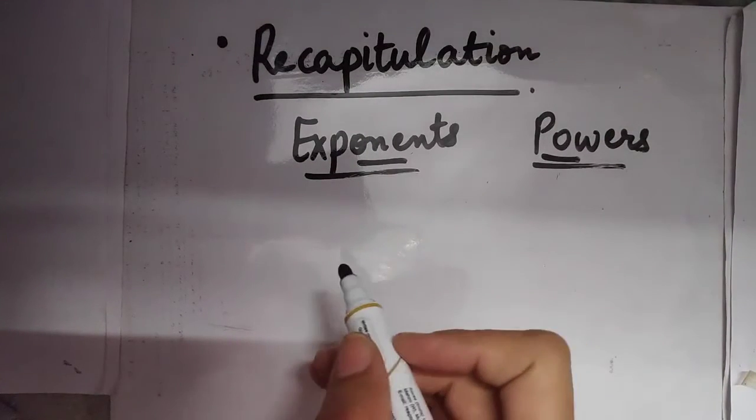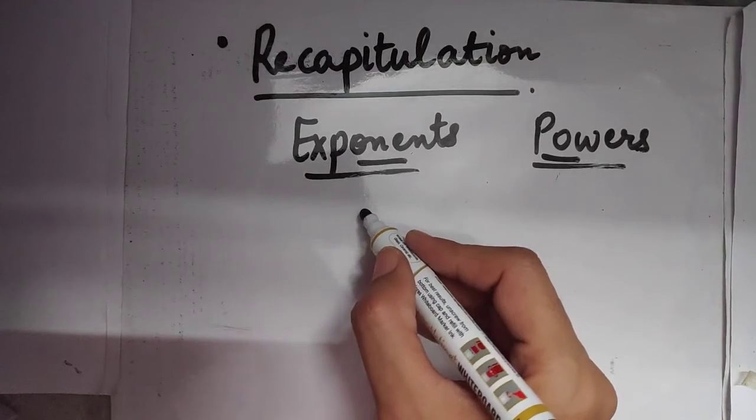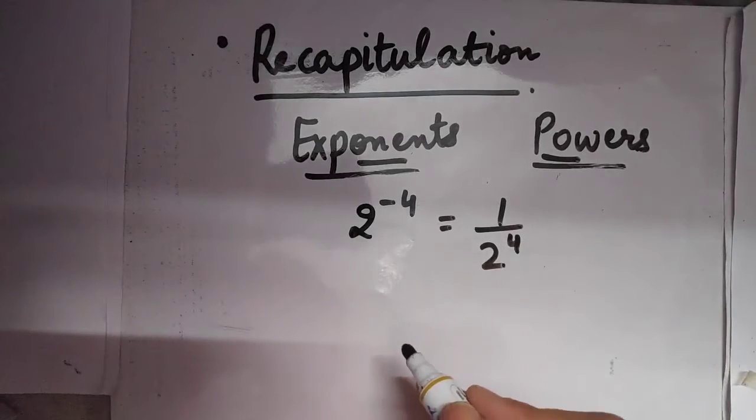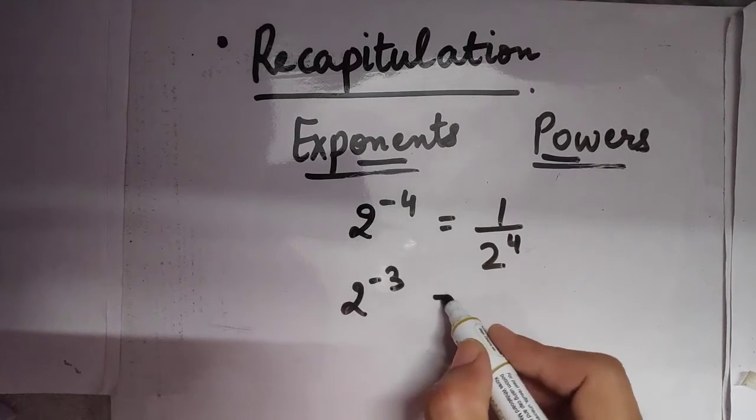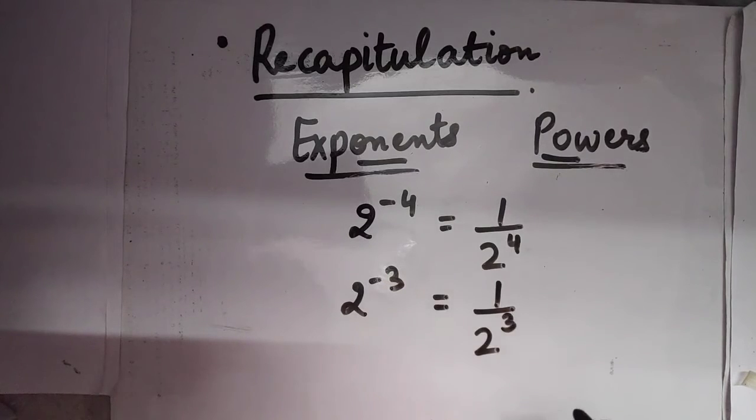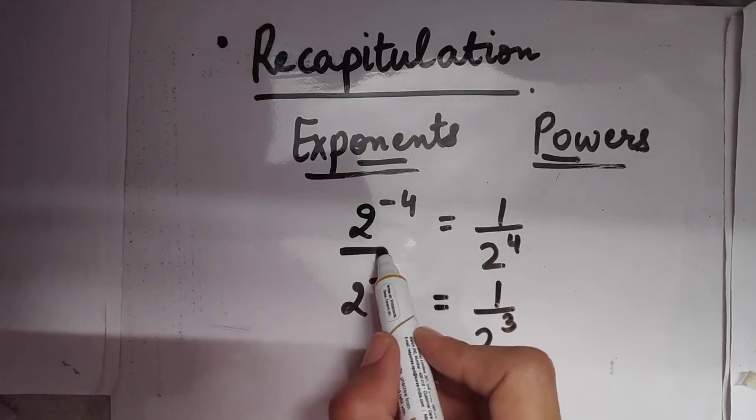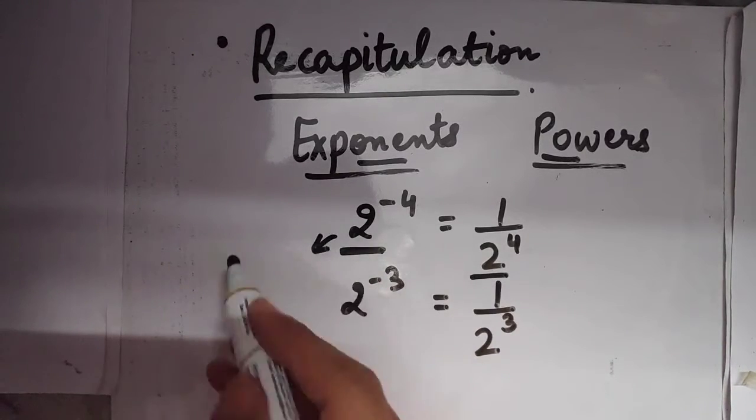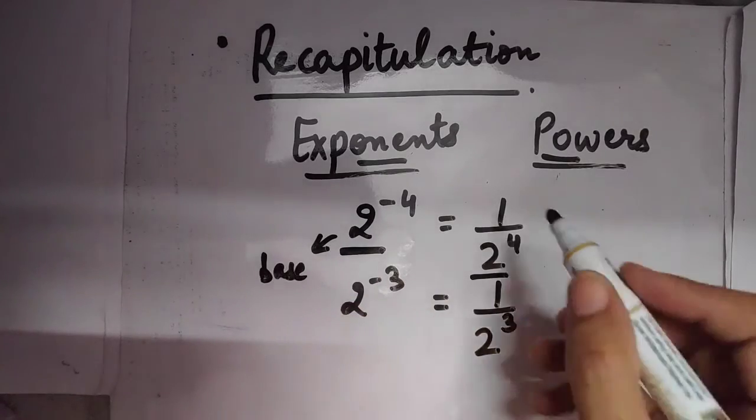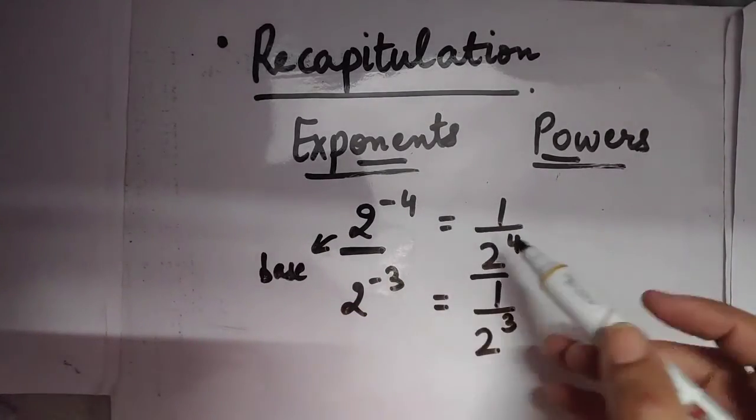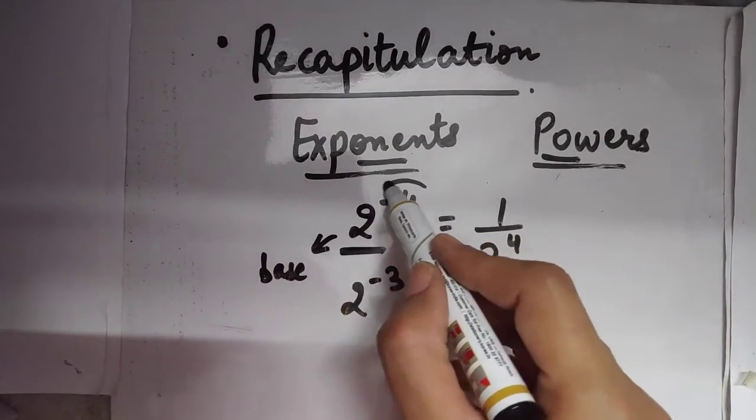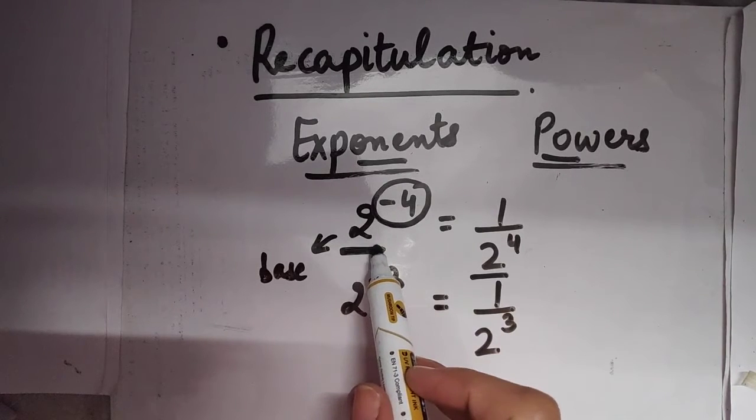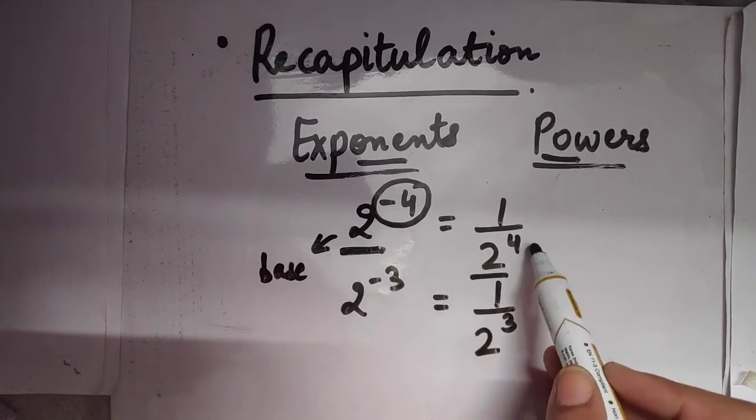After that, we have learned that 2 raised to the power minus 4 is equal to 1 over 2 raised to the power 4. 2 raised to the power minus 3 is equal to 1 over 2 raised to the power 3. It means when exponent is negative, to make it positive, I need to take the reciprocal of the base. This is the base, 2 is the base here, and this minus 4 is the exponent. So to make the exponent positive, what do I need to do? I just need to take the reciprocal of this base. So reciprocal of 2 is 1 over 2 raised to the power 4.